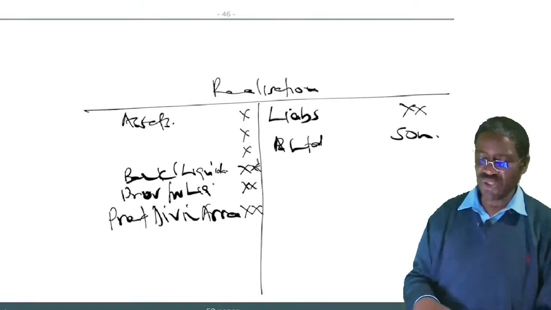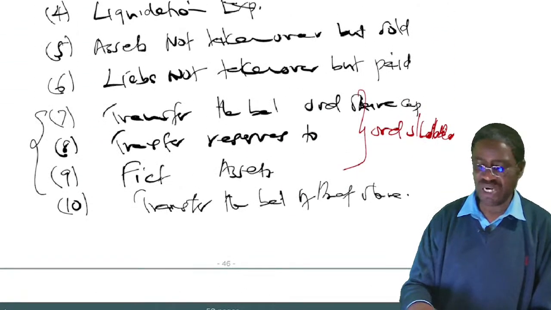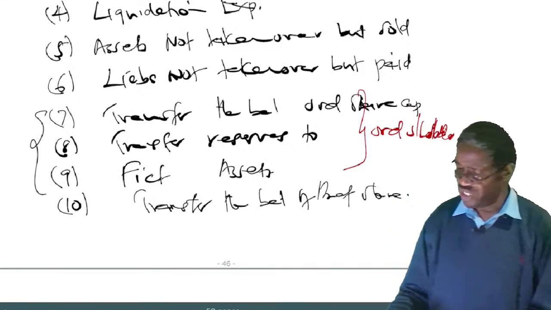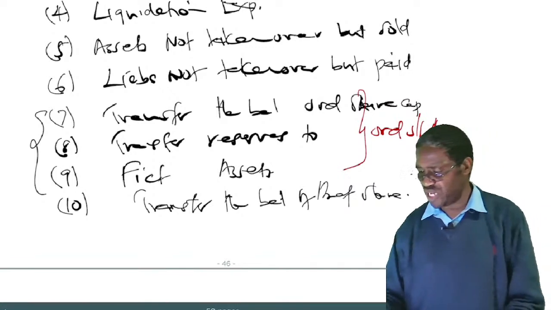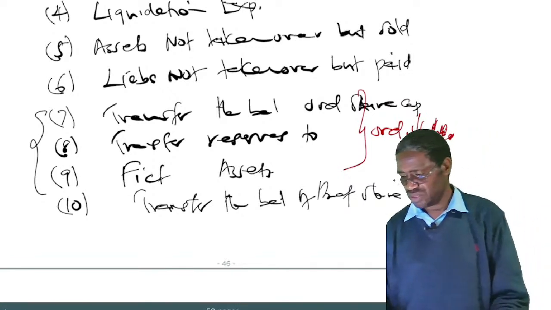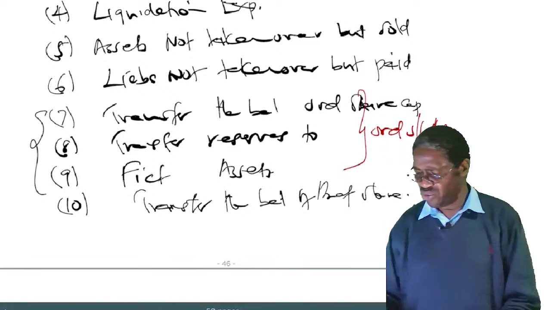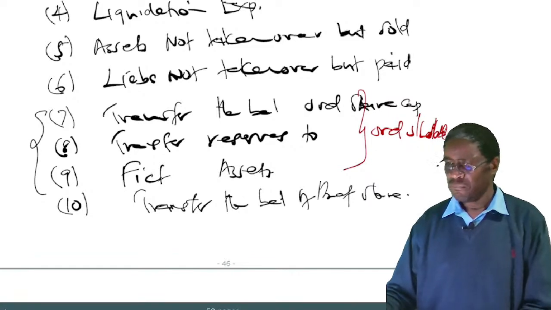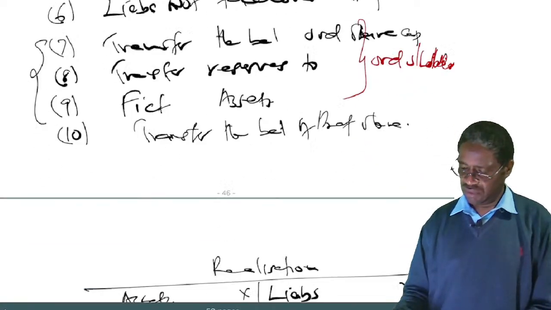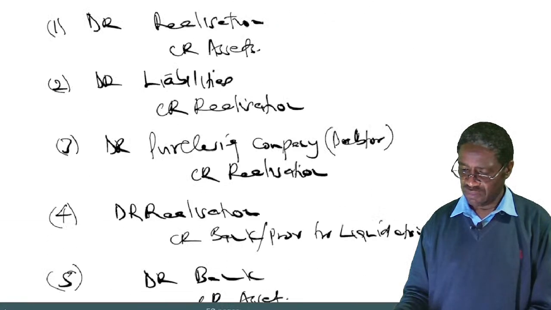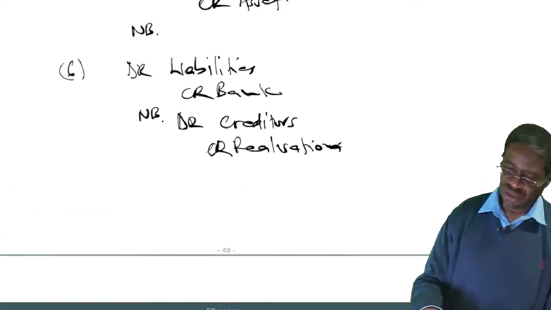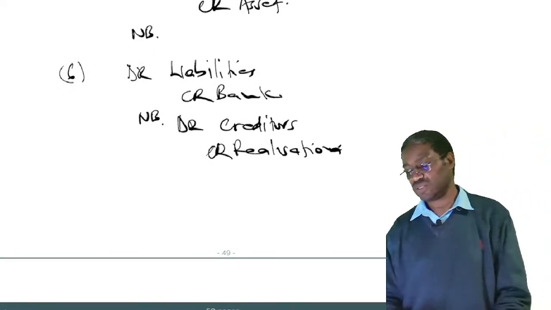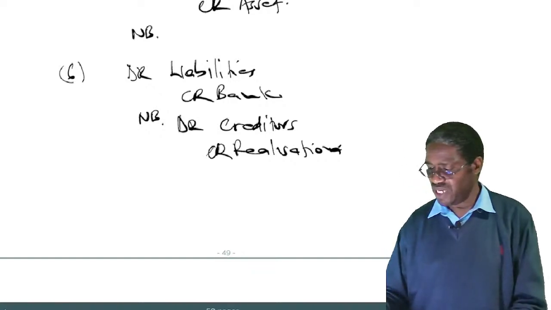We were at the point of number 6. Now we can put down number 7. Let's continue with the notes now. Number 7. Transfer the balance.